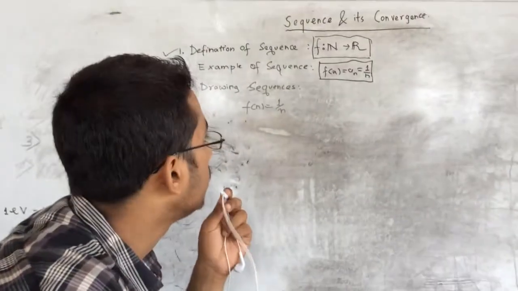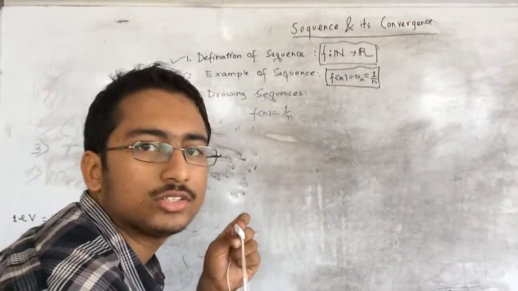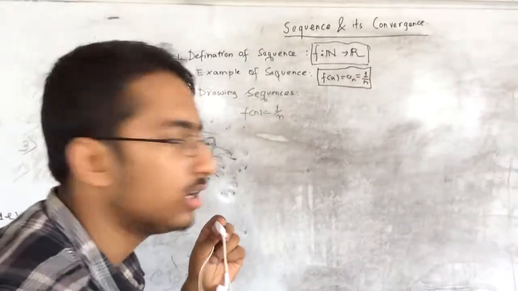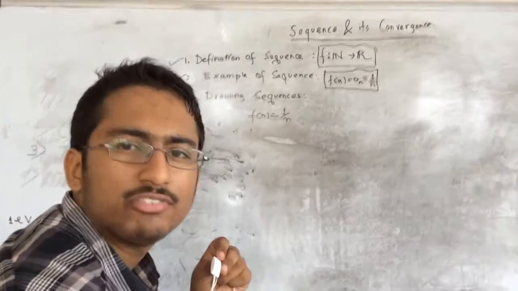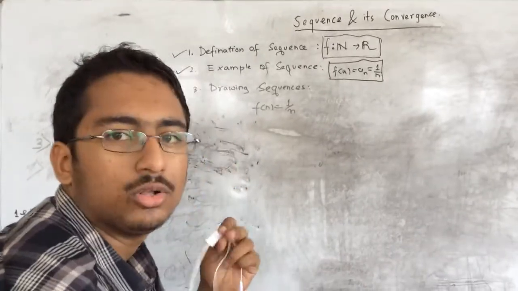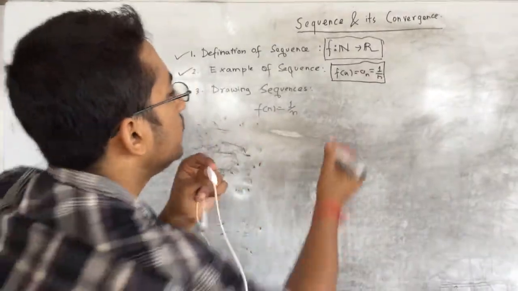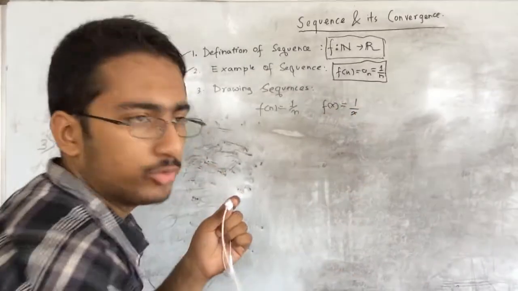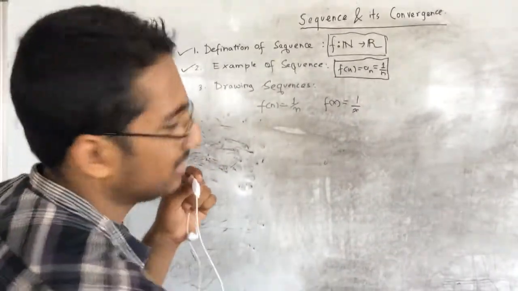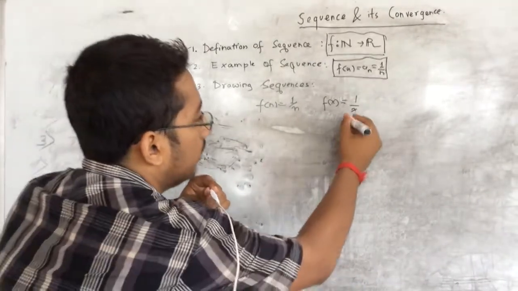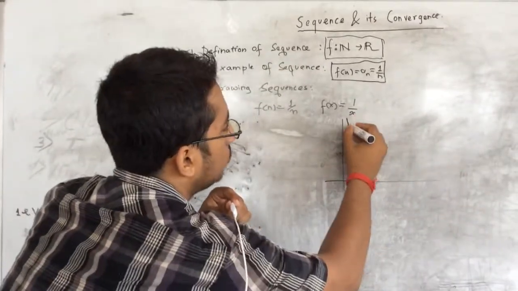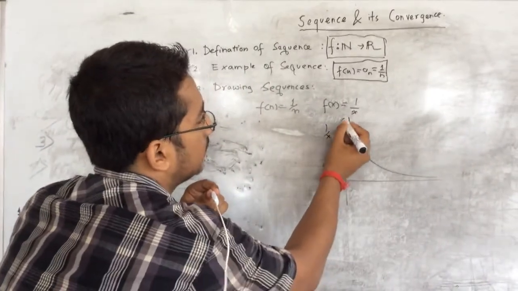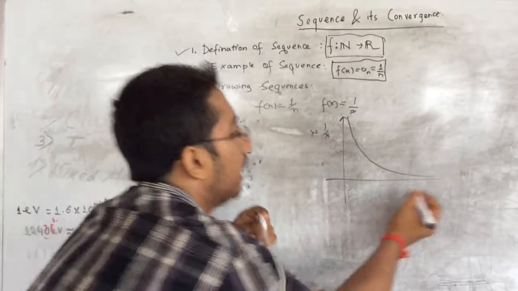Now we will learn how to draw sequences on an xy plane. Take the sequence f of n equal to 1 by n. It's a very easy example. You may have done hyperbolas and all the conic sections, so you must know how to draw the function 1 by x. If you don't, it's not too tough. The graph of this function looks like this: y equal to 1 by x, and this is x.